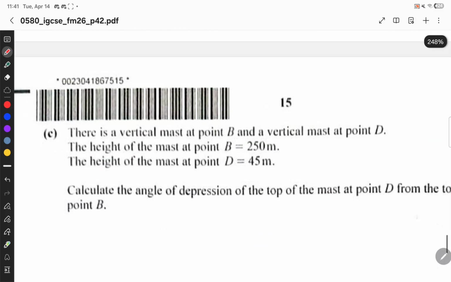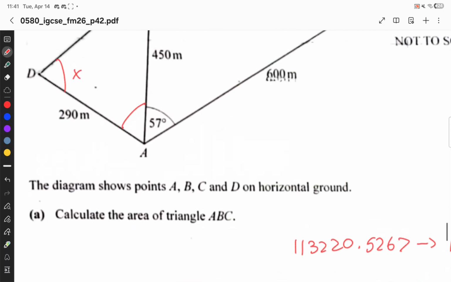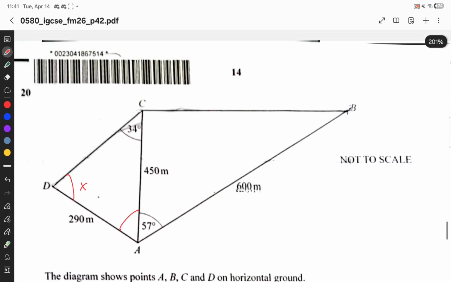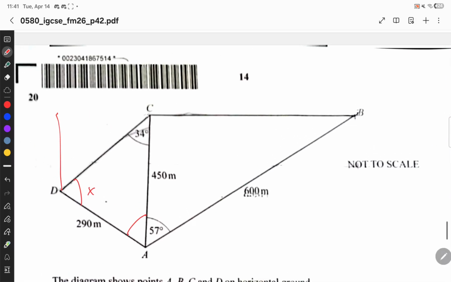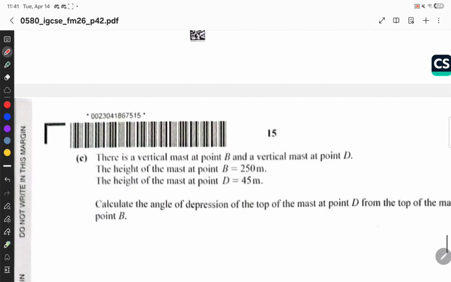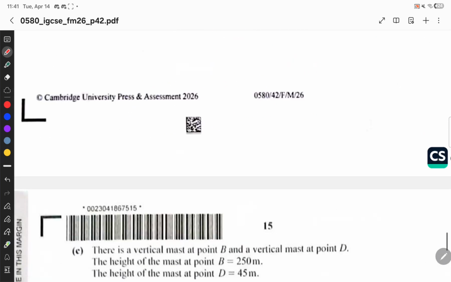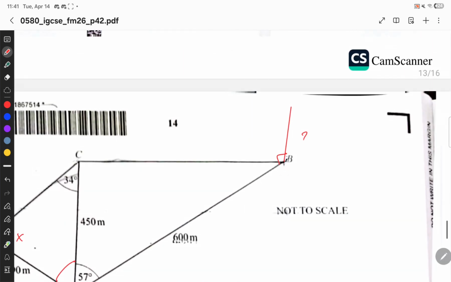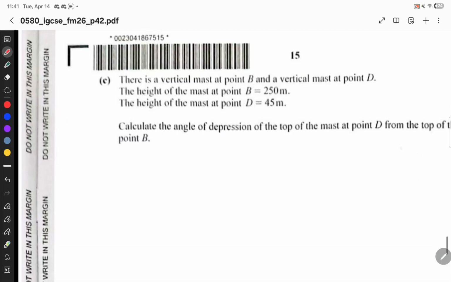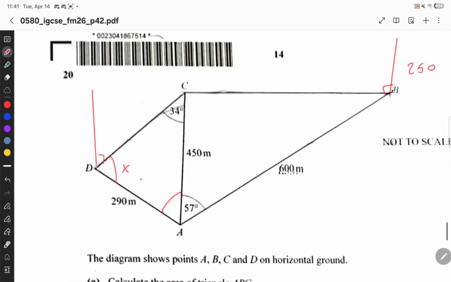There is a vertical mast at point B and a vertical mast at point D. So it is vertical. The height of the mast at point B is 250 and at point D is 450. If it's vertical, it may be just 90 degrees with the base. Next, from B it is 250, and from D it is 450.